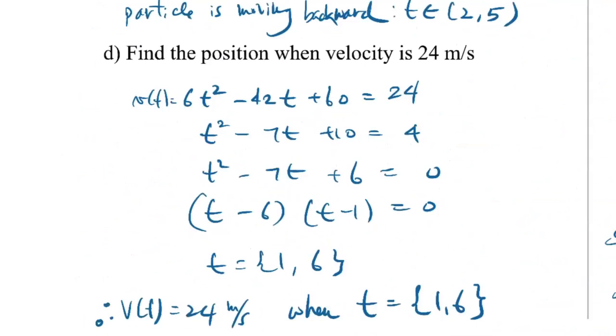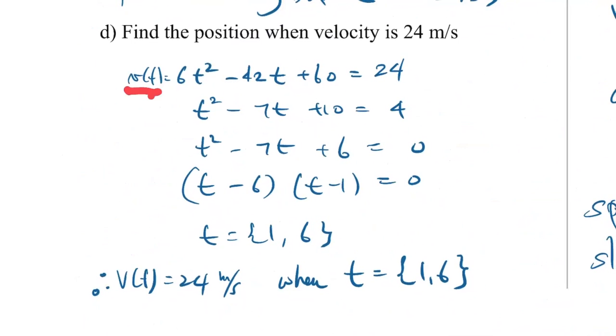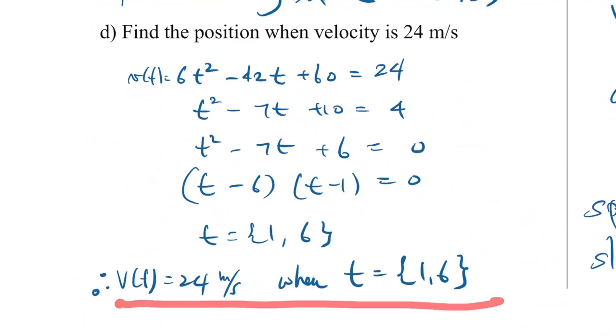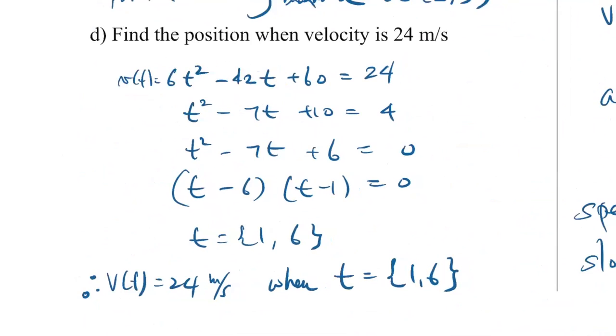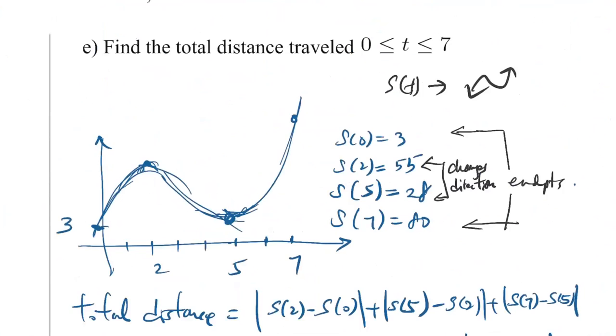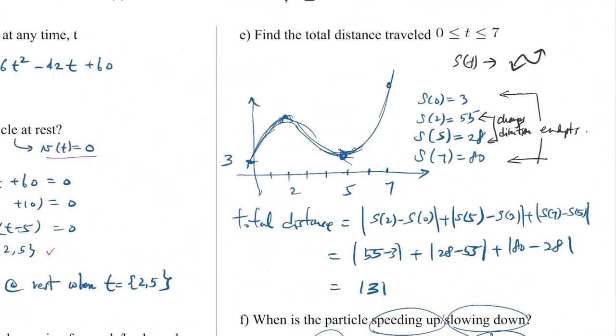All right. Find the position when the velocity is 24. I set the velocity function equal to 24 and solve for t. Once again, we've been doing this for like the past 3 years now, right? So please do me a favor, guys. Give me a complete answer. Velocity is 24 meters per second when t is equal to 1 and 6. Okay. All right.